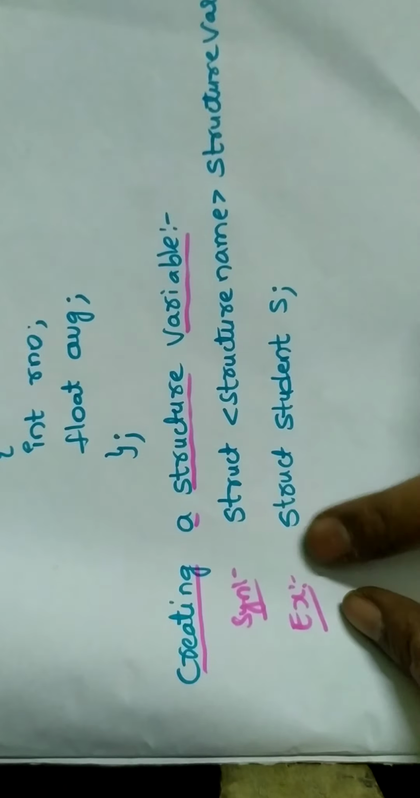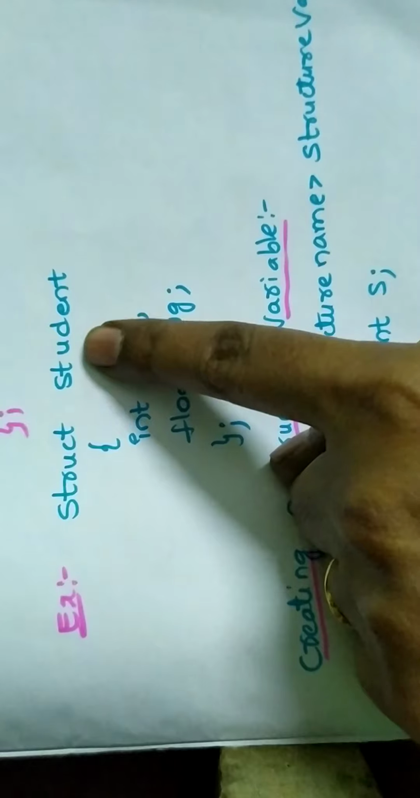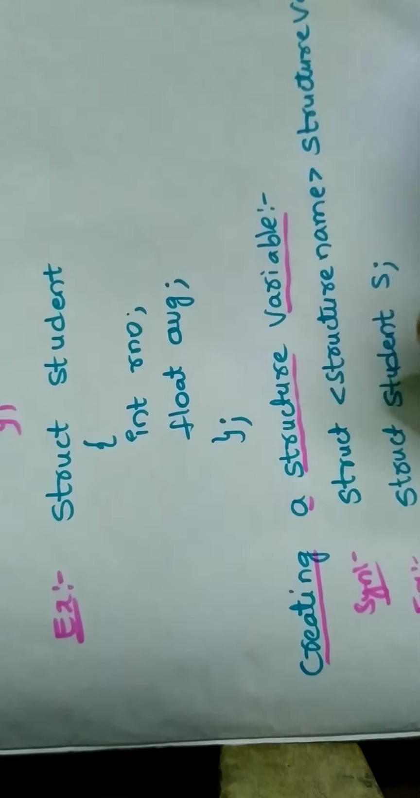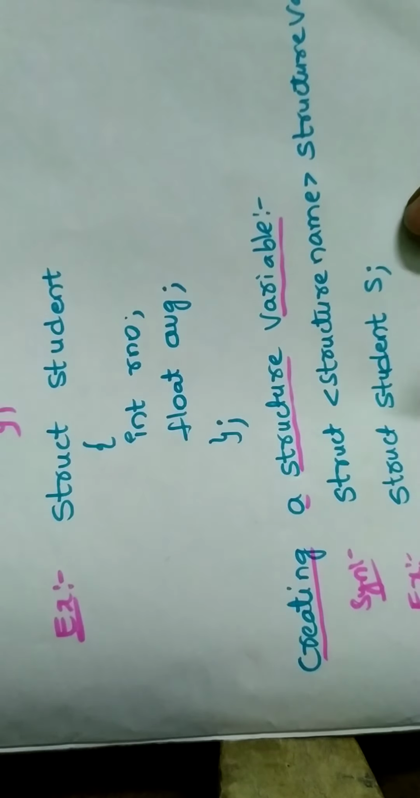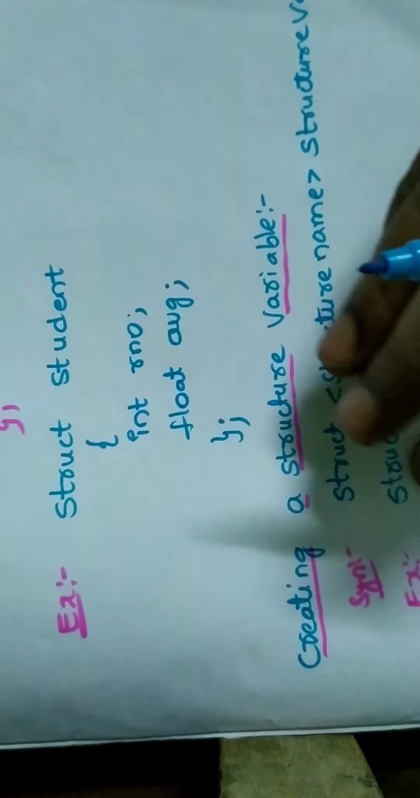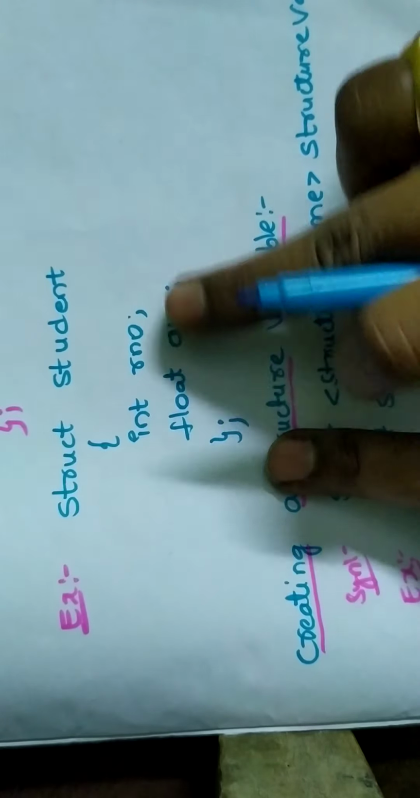So just see the example. Struct is a keyword and student is the structure. In this we have created student structure and S is a variable. So what is the purpose of creating structure variable? Generally in all C programs, whenever we create variables, memory is occupied by those variables immediately. But coming to structures, it is not like that.